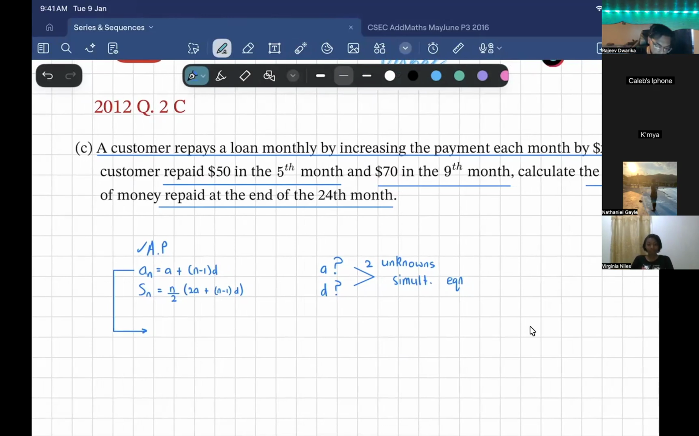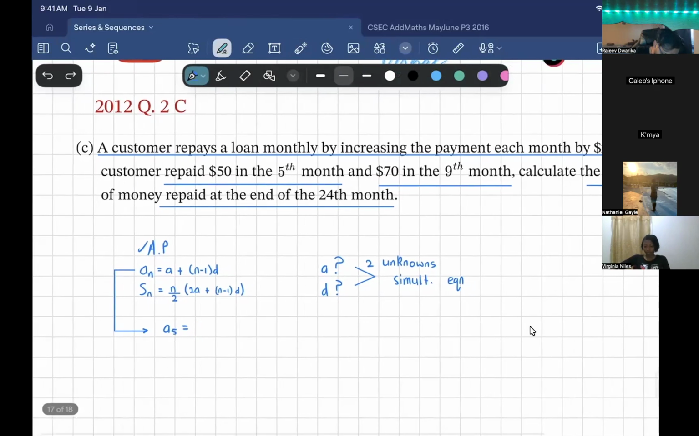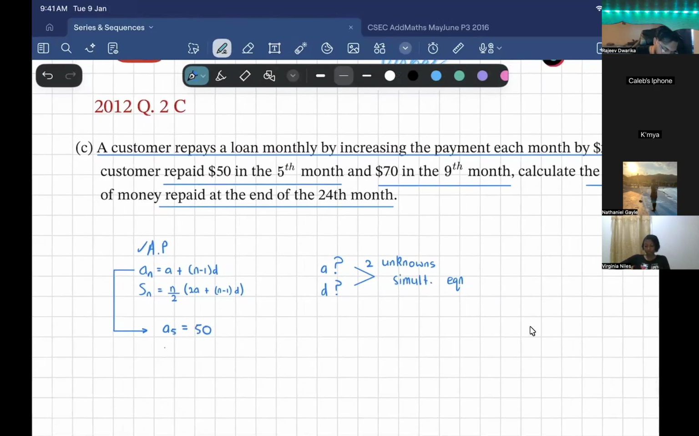So, Kamaya, let's work with the fifth term first. So we know that A5 is equal to 50. And if I want to form an equation, I'll say 50 is equal to A. Do we know what n is? If it's the fifth term, what would n be? N would be 5, so I could say 5 minus 1. Do I know what D is? No, I don't know what D is.